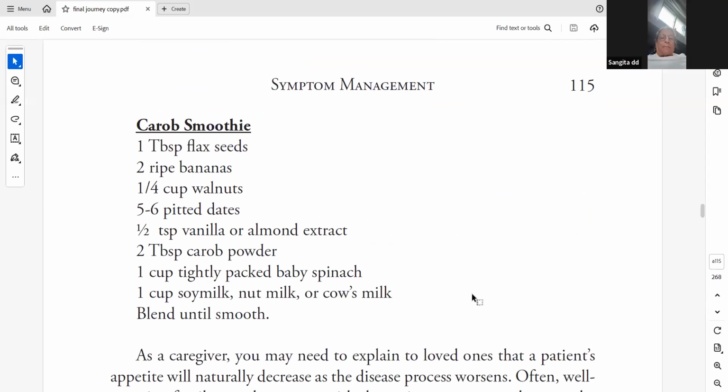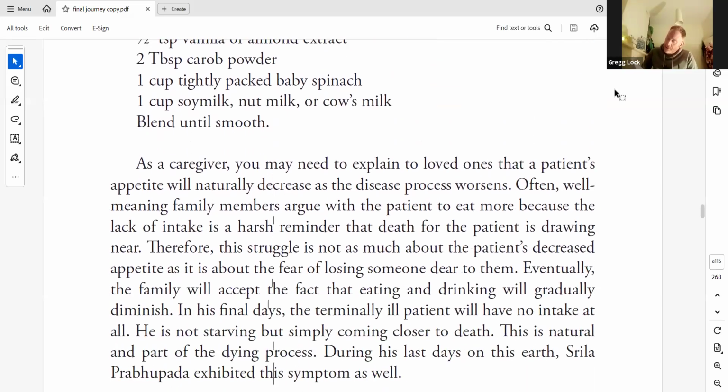As a caregiver, you may need to explain to loved ones that a patient's appetite will naturally decrease as the disease process worsens. Often well-meaning family members argue with the patient to eat more because the lack of intake is a harsh reminder that death for the patient is drawing near. Therefore, this struggle is not as much about the patient's decreased appetite as it is about the fear of losing someone dear to them.